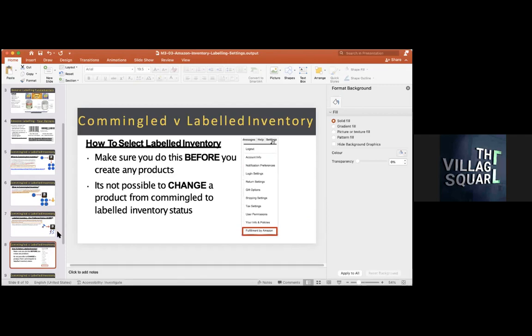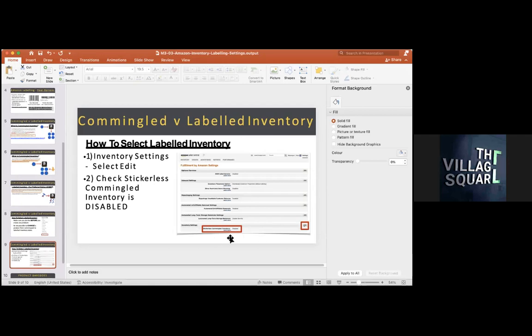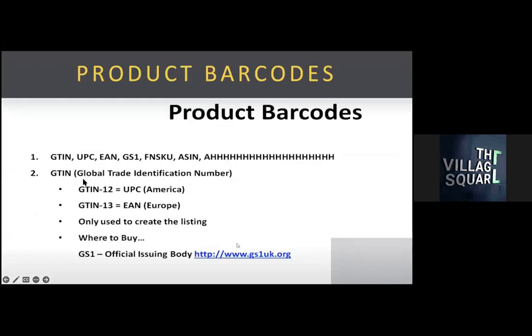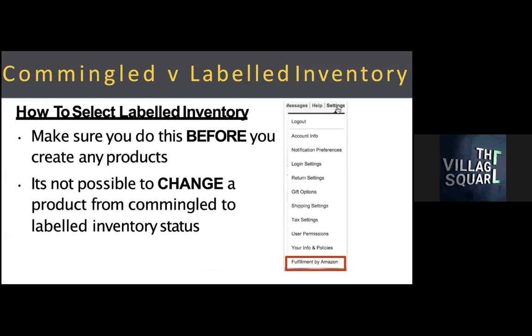So look at it. When you want to create a product and you don't want a commingled label, you need to disable this particular option, so that Amazon will be able to see that, okay, you want to create your own label. So you need to disable this. And when you disable it, it makes it easier for you to create your own Amazon label.